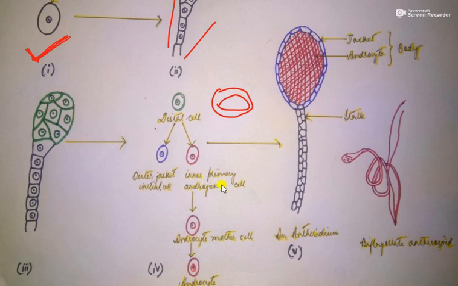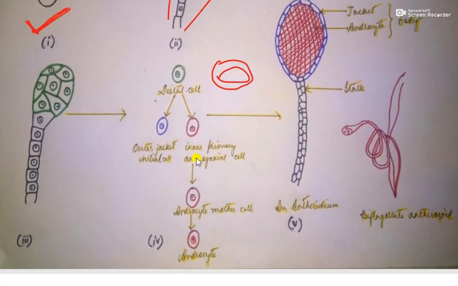Now what will happen to the inner primary androgonial cell, the red colored cell? It will divide and develop into an androcyte mother cell. The androcyte mother cell will later develop into androcytes. Up till now it is clear. The distal cell will divide into an outer jacket initial cell and an inner primary androgonial cell. The outer side will be blue and the inner will be red. Just remember it this way. The inner primary androgonial cell will again divide to form the androcyte mother cell, and the androcyte mother cell will develop into androcytes.